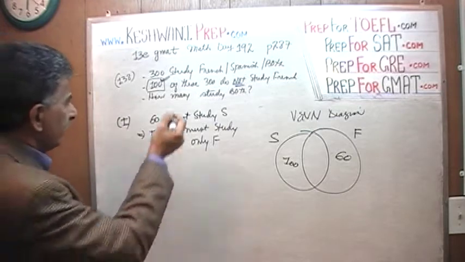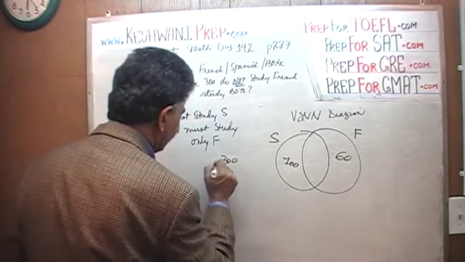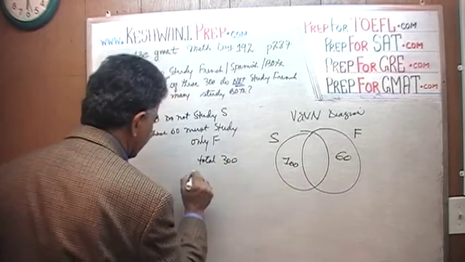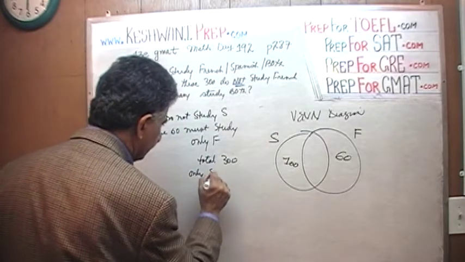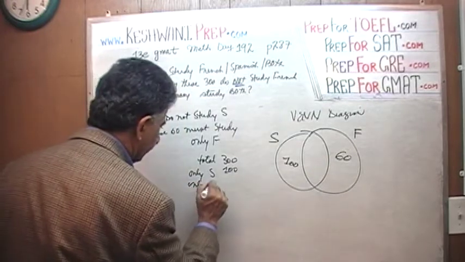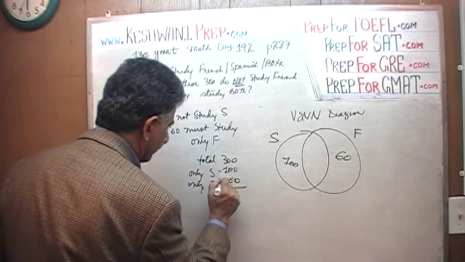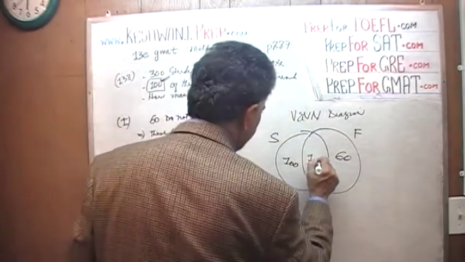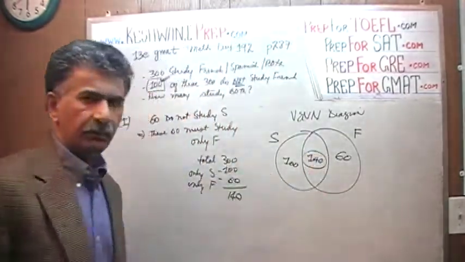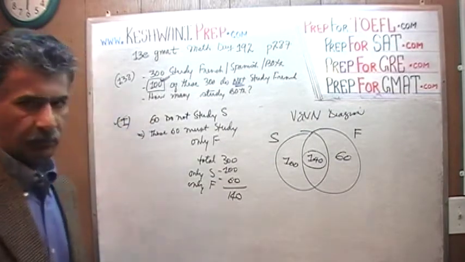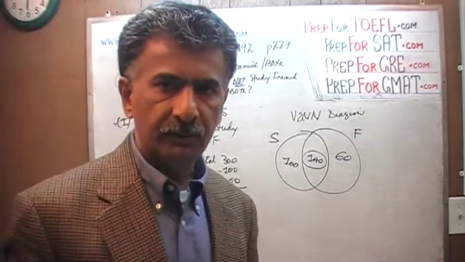Altogether, we have 300 total, and we have 100 that are only Spanish. We have 60 that are only French. We subtract the two, and we get a difference of 140, and that 140 must be the people who study both, and that's all there is. The first statement does the job beautifully. The question was how many study both? The answer is 140.